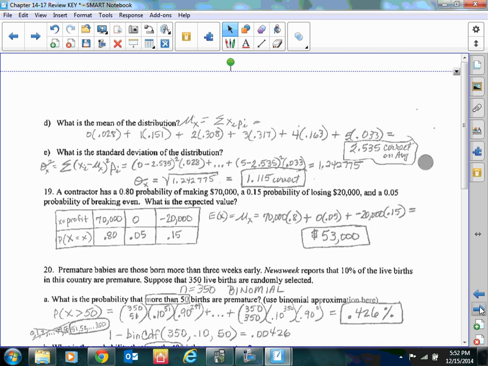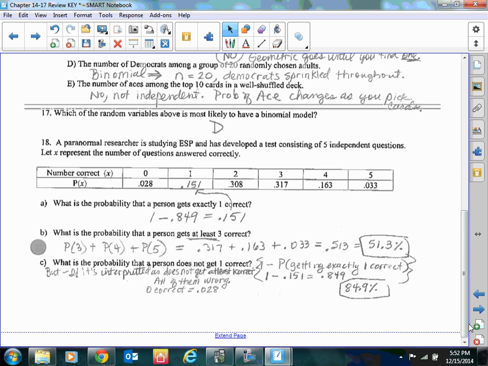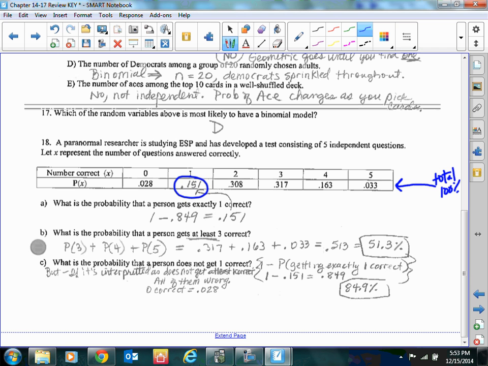Oh, hold on a second. Let me go to 18. It looks like I skipped. Ah, there we go. Oh, 18, 17 was that little bitty D there. Okay, sorry. 18. This is very similar to the one on the front page where you had to fill in this missing percentage, because you know that the entire probability of this line should total up to 100%. So that was a value of 1.